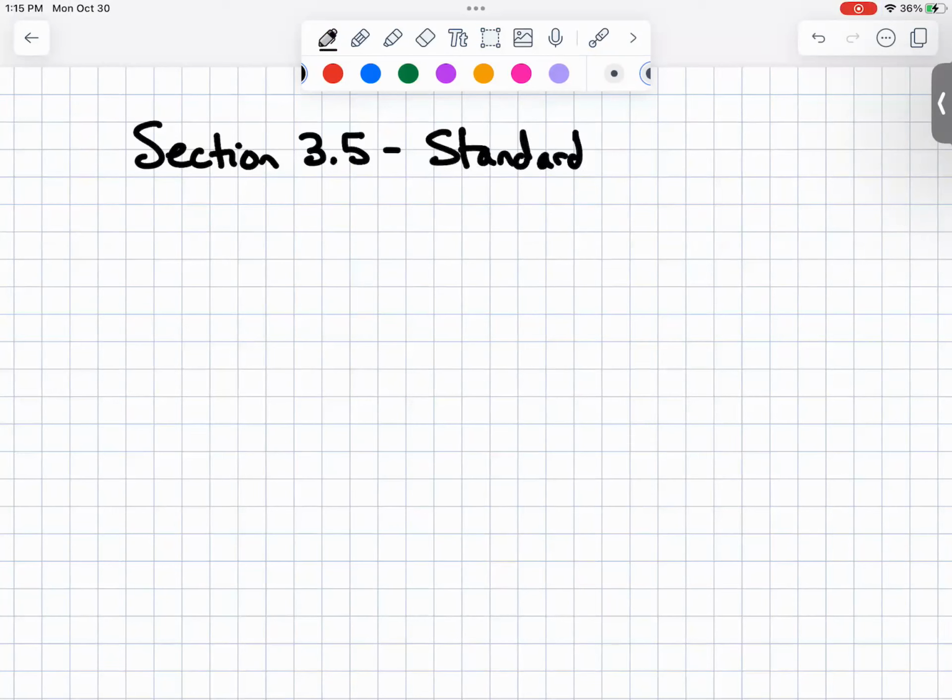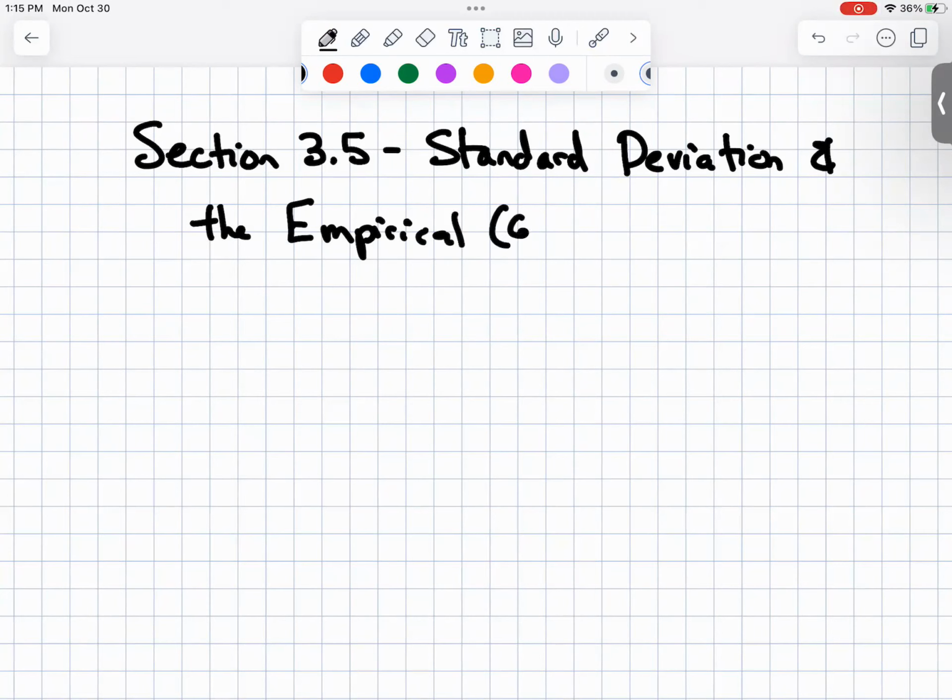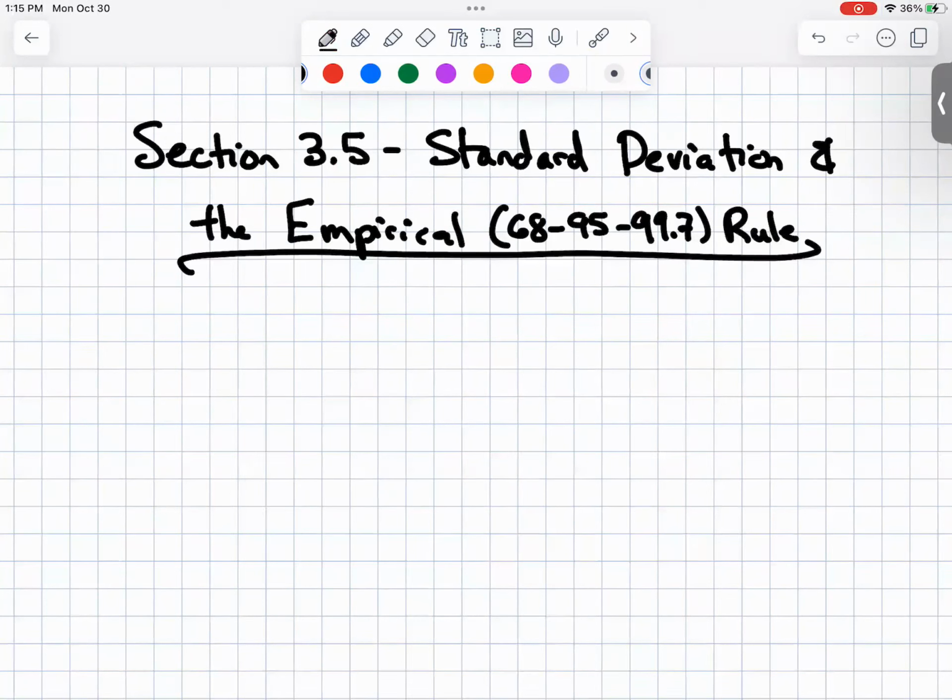Standard deviation and the empirical rule, which is the 68, 95, 99.7 rule. The actual title of this section is just standard deviation and the empirical rule, but I find that the name of it, the empirical rule, is a really hard one to memorize, especially because of what it is. A lot of other textbooks will call it the 68, 95, 99.7 rule.